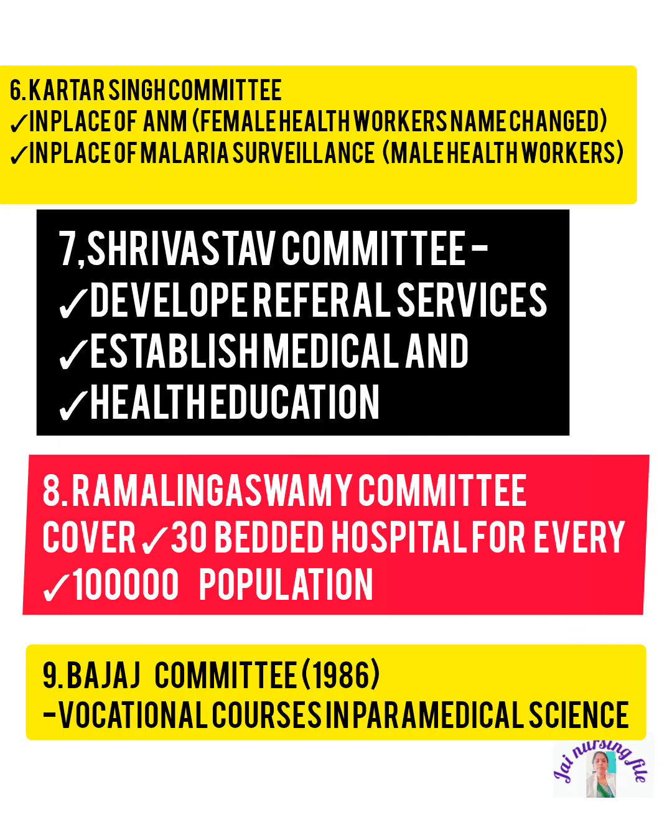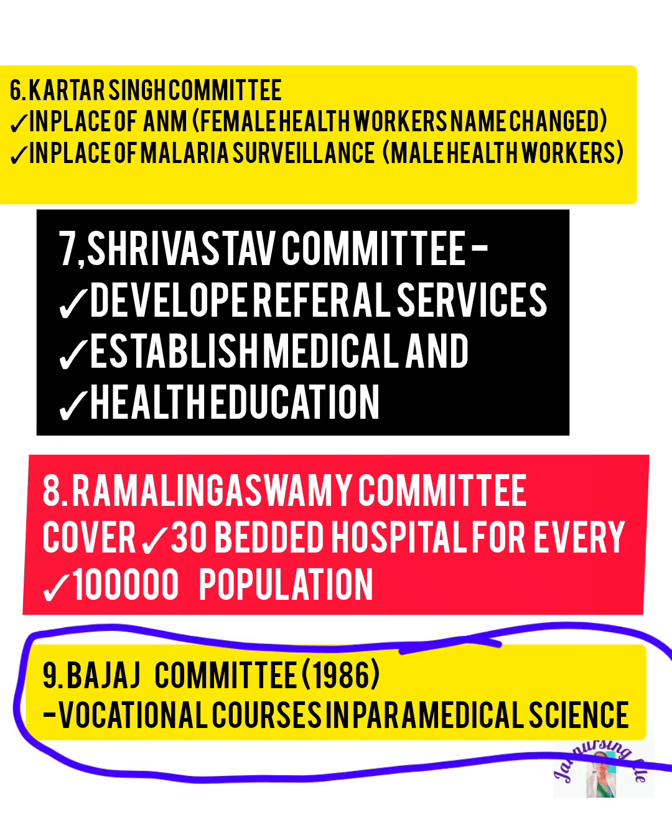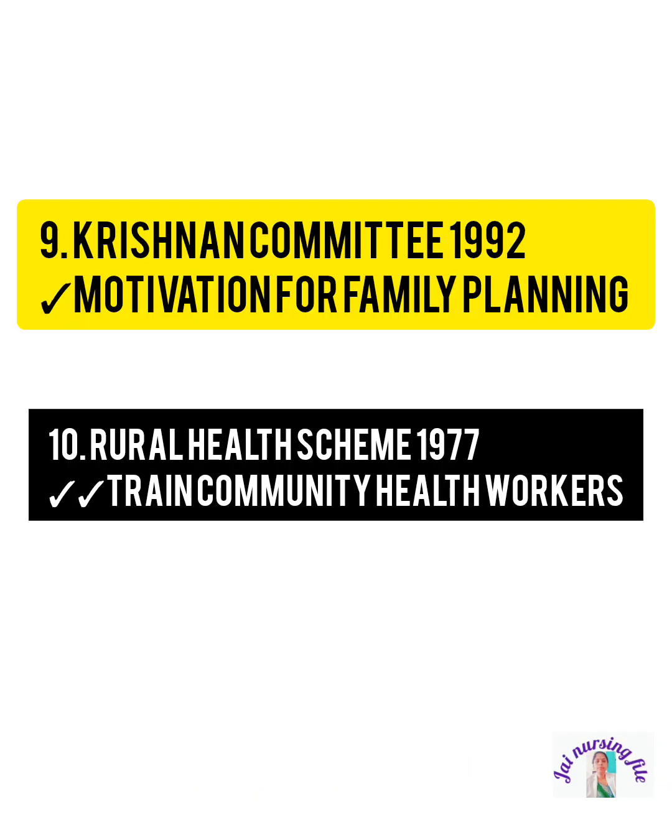And next one, Bajaj committee, 1986. The vocational course in paramedical science has been started. Ninth one, Krishnan committee, 1992. Here we are focusing on the motivation for family planning. And next, 10th one, Rural Health Scheme, 1977. Here we are giving training to the community health workers.